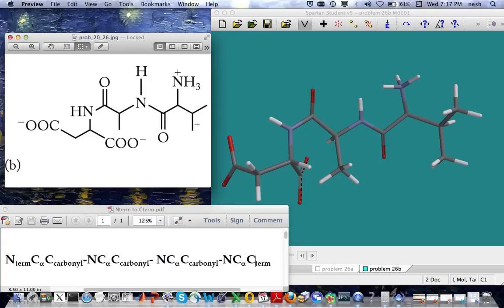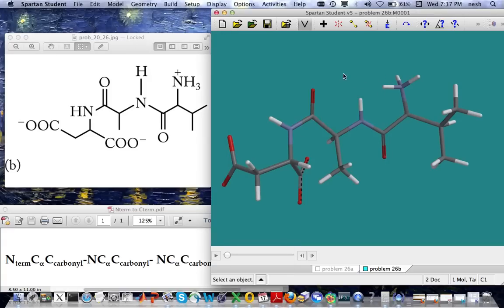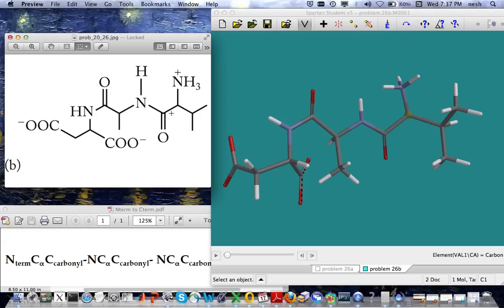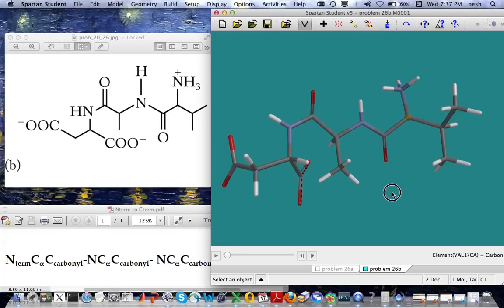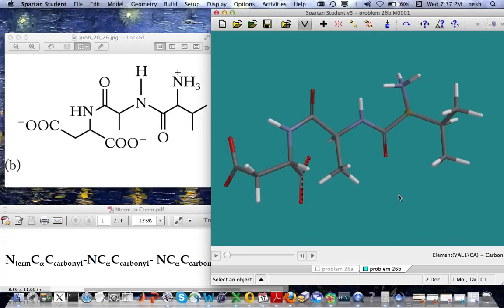So that's our name, and I'm going to go over here to Spartan and show you what that looks like. So here's this first R group, which you'll have to look up its name in the appendix, followed by the alpha carbon right there with its NH3 hung off it, and so on. So I think that should be enough for you to finish this and part C.